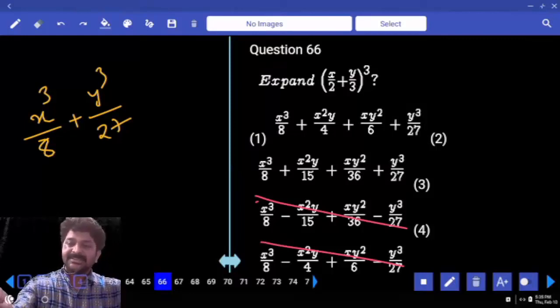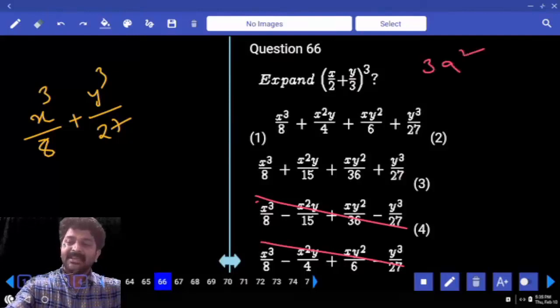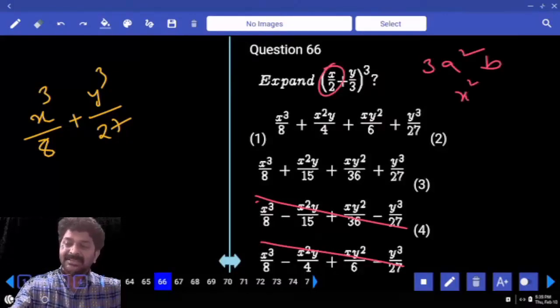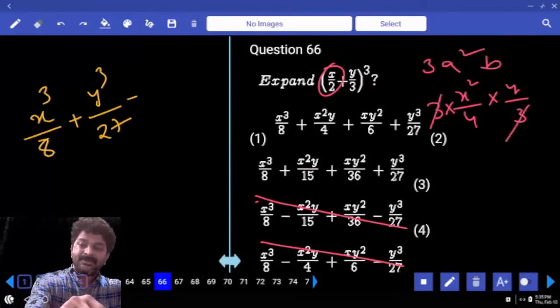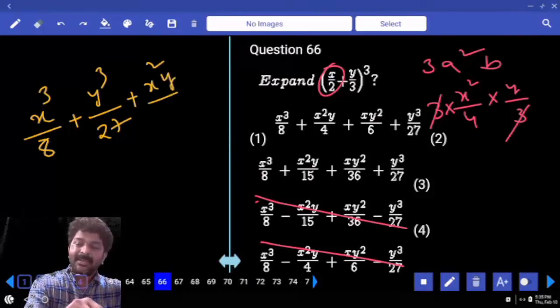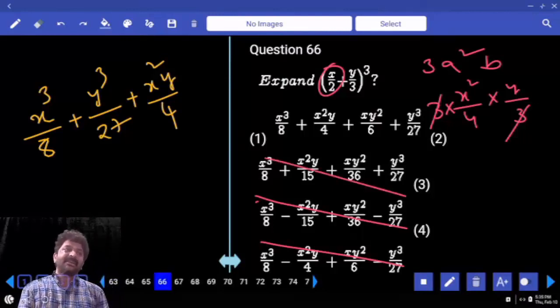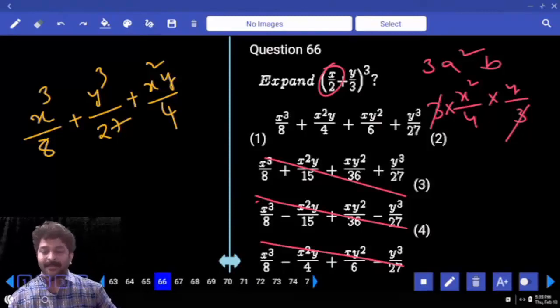Right. So next, 3a square b. 3 into a square. A square in the sense x square by 4. B in the sense y by 3. So in 3a square b, the 3 gets cancelled. So now you should have x square into y divided by. With that reason, second can be eliminated because you have x square into y by 15. Okay, now, right.